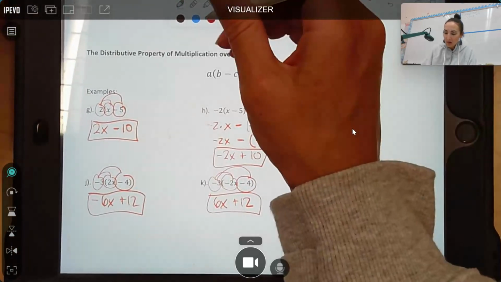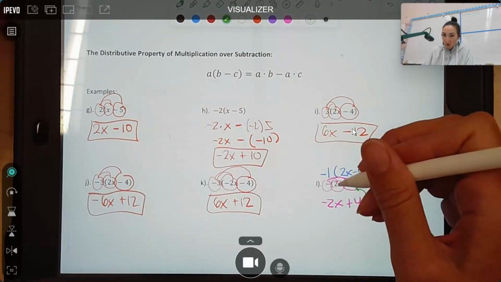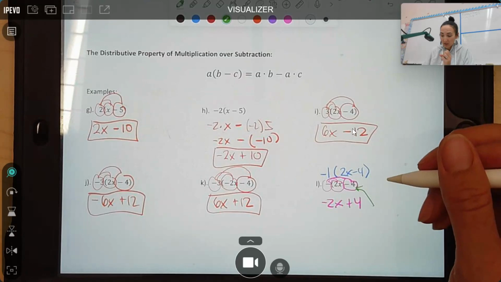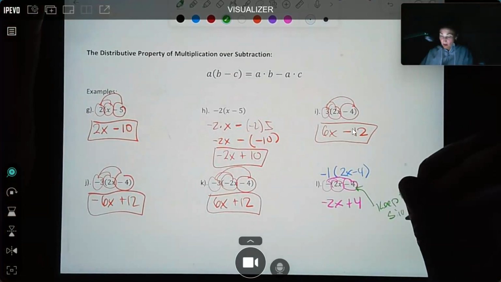And I want another note that we're doing here. When I circle this, I'm circling -4. I'm not just circling the 4. We're going to keep the sign in front of the number with it.